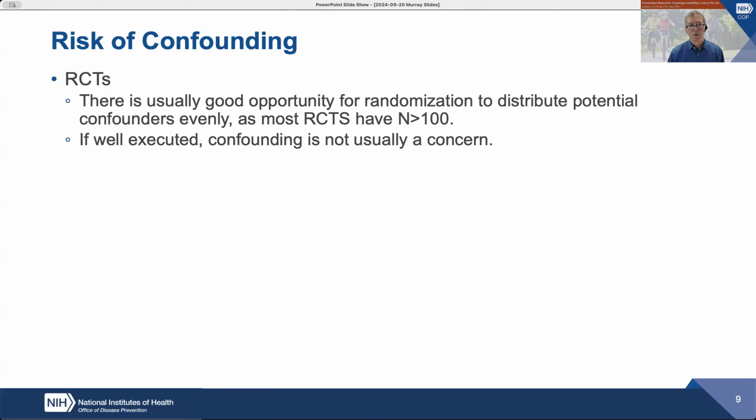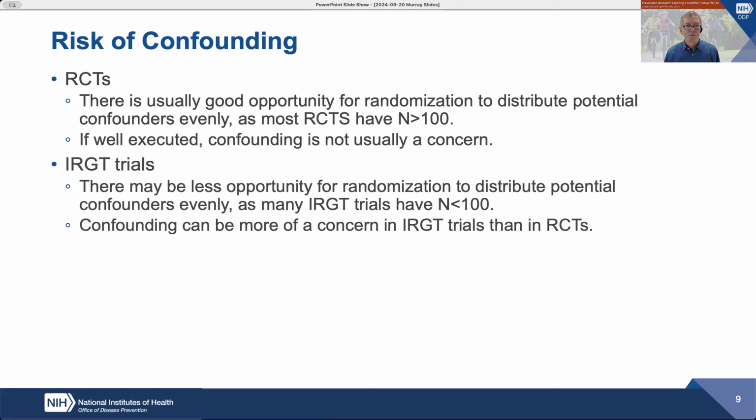Let's start by talking about the risk of confounding. In the RCT, the randomized control trial, there's usually very good opportunity for randomization to work. We usually have a large number of participants that we're randomizing. Most RCTs have more than 100. Many have thousands. And if you have a large trial and the randomization occurs correctly, confounding is not usually a concern. Potential confounders are evenly distributed among the study conditions by virtue of the randomization.